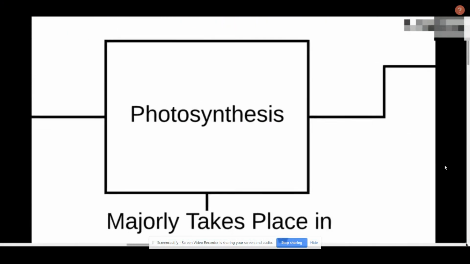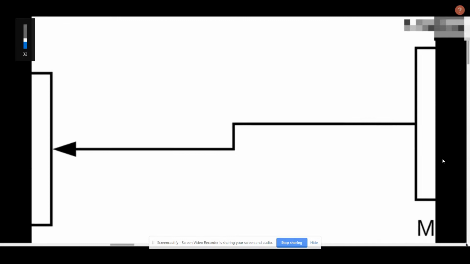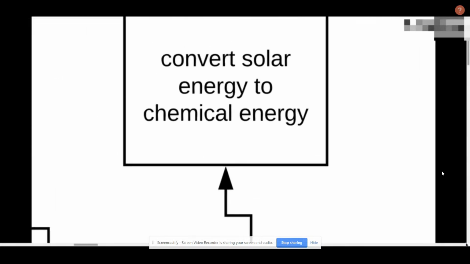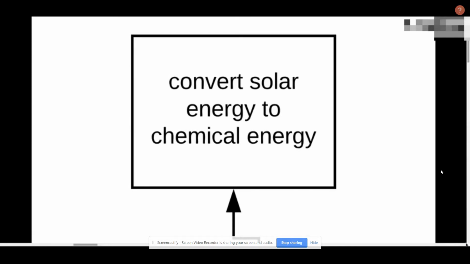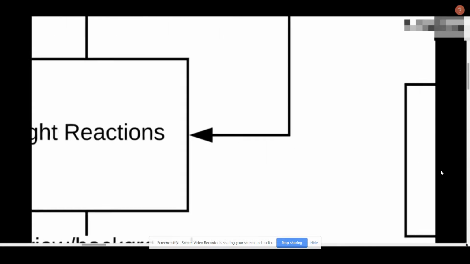Photosynthesis. Photosynthesis nourishes almost the entire living world, indirectly or directly. There are 2 stages: the light reactions, which convert solar energy to chemical energy, and the Calvin cycle, which is anabolic.